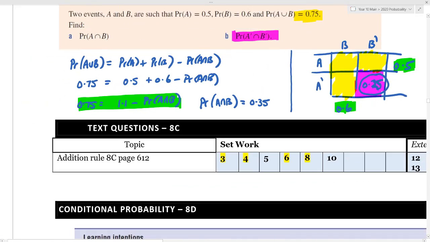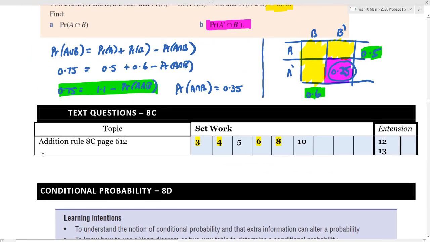That's about it for the addition rule. Once you know unions and intersections, it becomes so much easier.